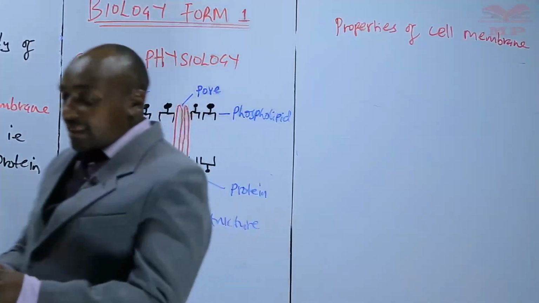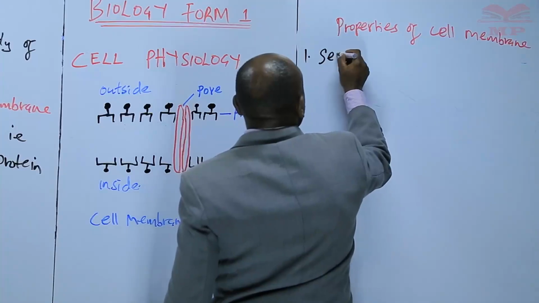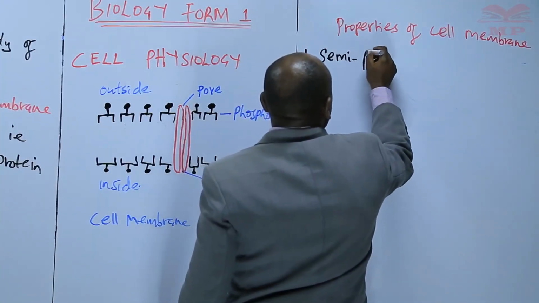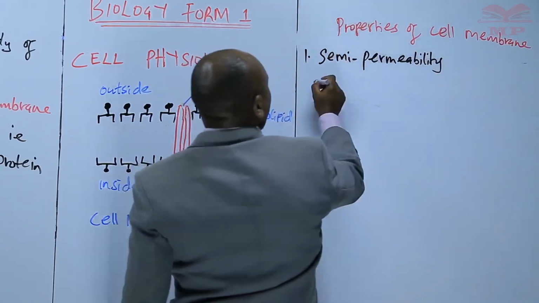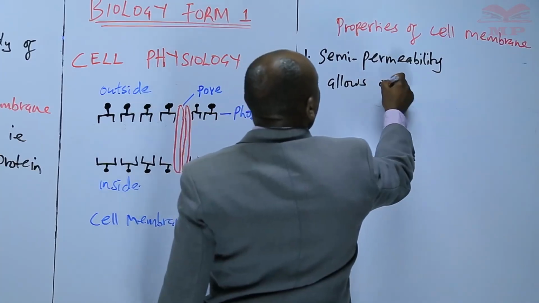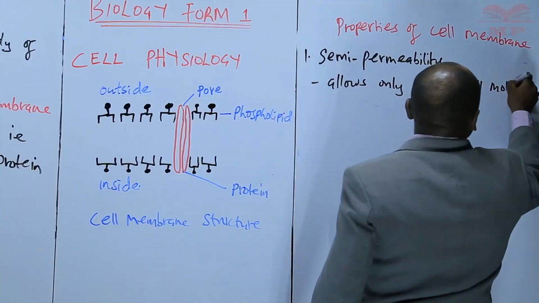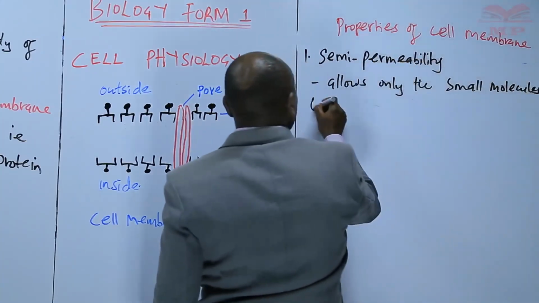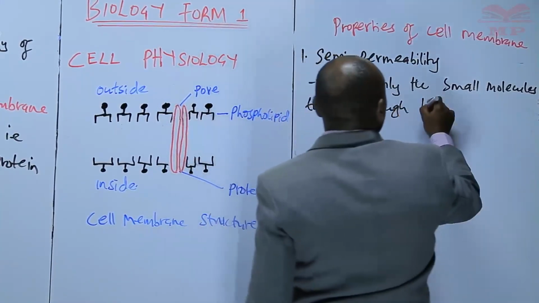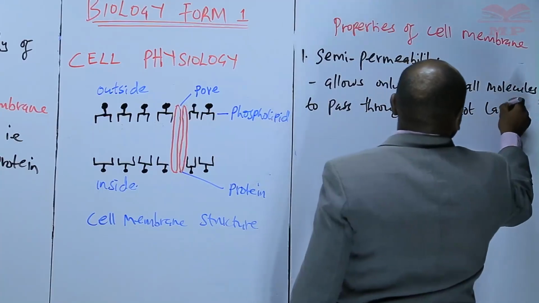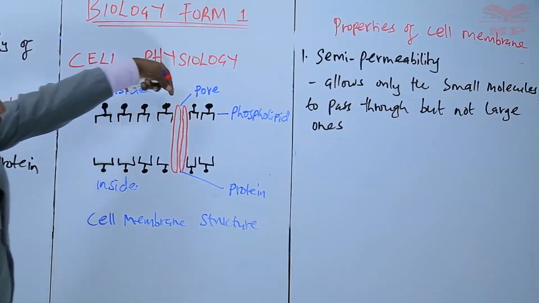One, we say that the cell membrane is semi-permeable. The cell membrane has what is called semi-permeability. And that means that it allows only the small molecules to pass through, but not large ones. So it's only allowing the small molecules to pass through the pore.